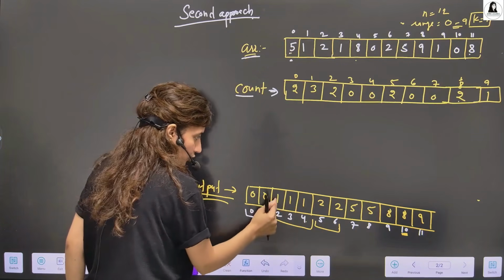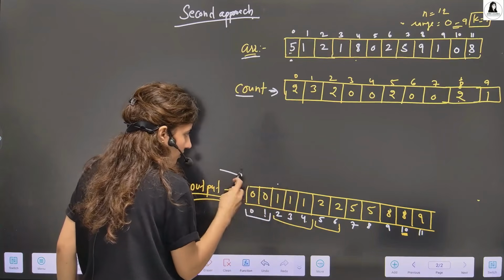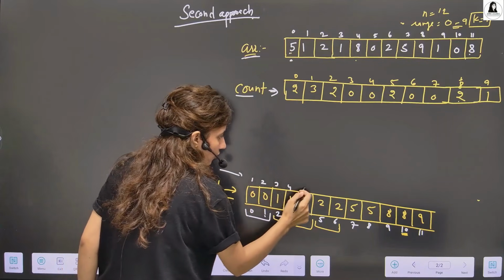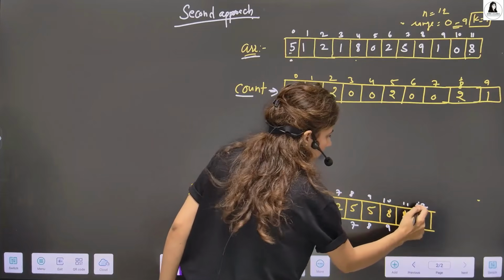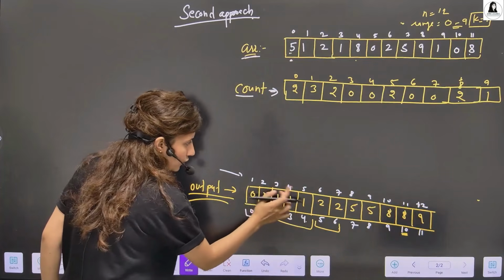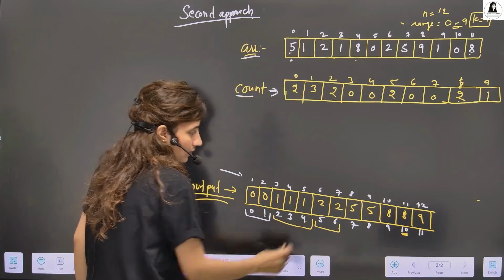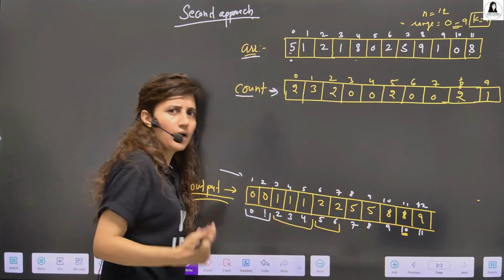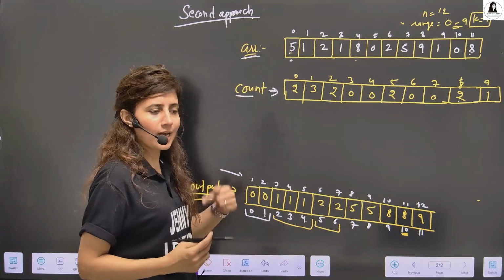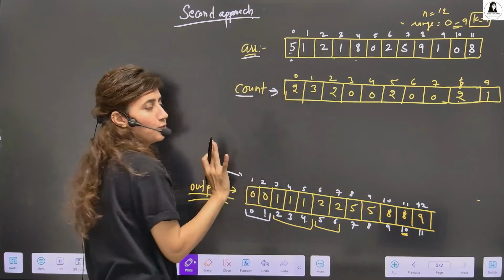I'll write the positions here: 1, 2, 3, 4, 5, 6, 7, 8, 9, 10, 11, 12. And these are basically index. So 1 is from position 3 to 5. 2 is at 6 and 7 position. 5 is at 8 and 9 position. How do you get this position? So for that, you need to update this count array again.